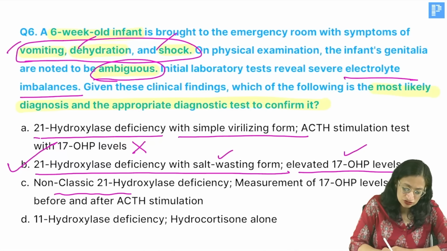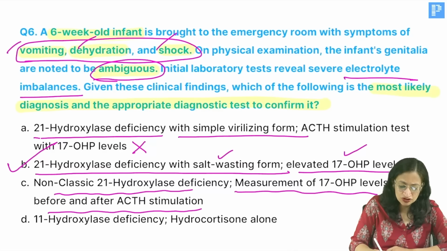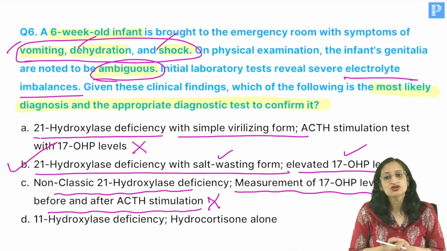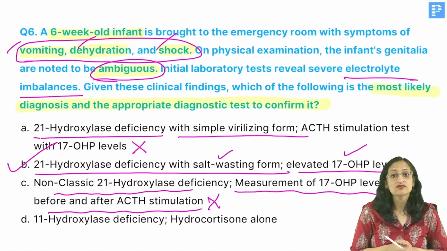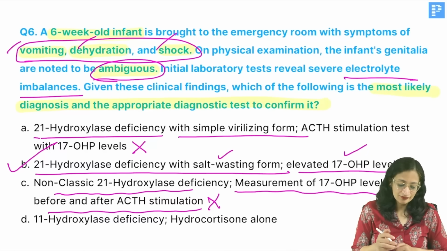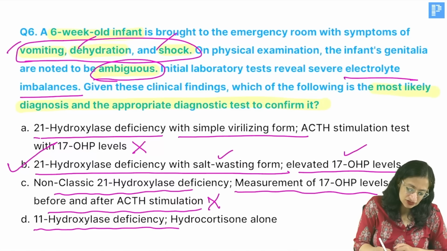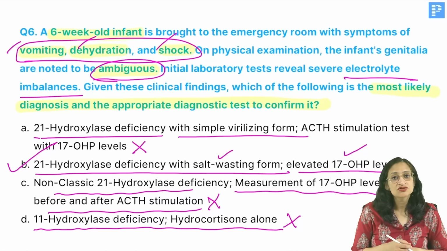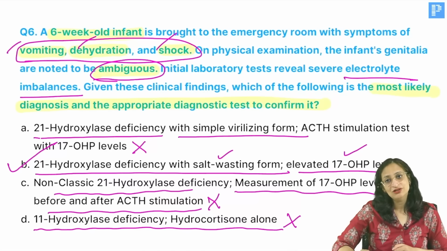Non-classical 21 hydroxylase deficiency, measurement of 17 OHP levels before and after ACTH stimulation, no. So ACTH stimulation test is used in cases of adrenal insufficiency, not in CAH. Okay. 11 hydroxylase deficiency and we do hydrocortisone alone, no. In 11 hydroxylase deficiency, you can get ambiguous genitalia in females, but there'll be hypertension along with it, right? So our best answer here is B.